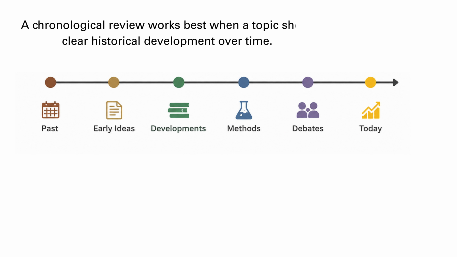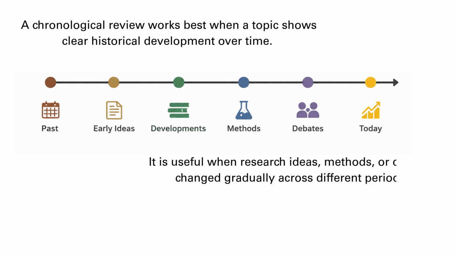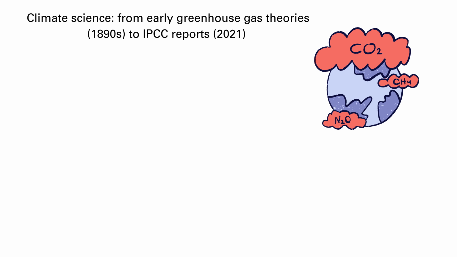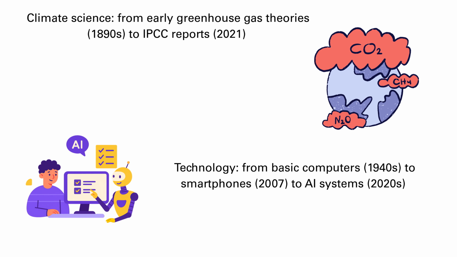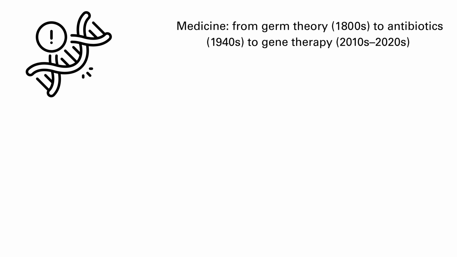When to use a chronological review. A chronological review works best when a topic shows clear historical development over time. It is useful when research ideas, methods, or debates change gradually across different periods. This approach is commonly used in climate science, from early greenhouse gas theories, 1890s, to IPCC reports, 2021, technology, from basic computers, 1940s, to smartphones, 2007, to AI systems, 2020s.